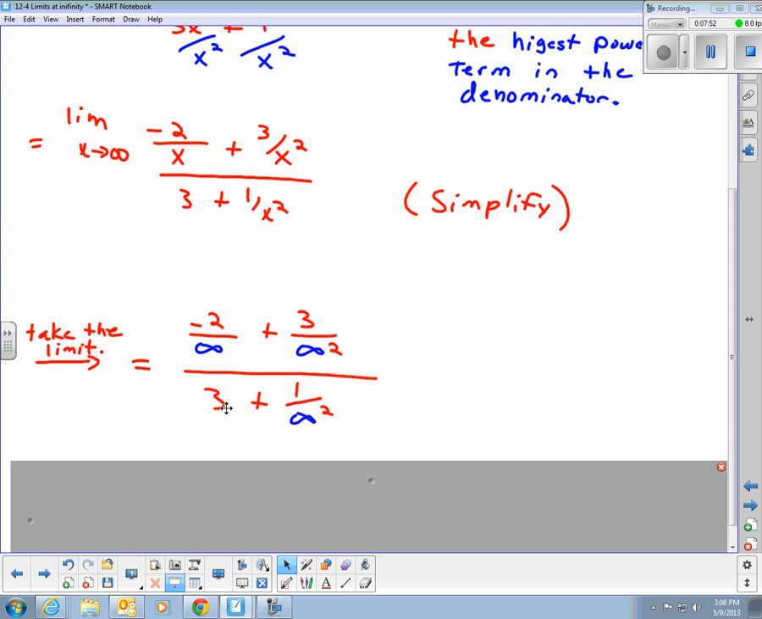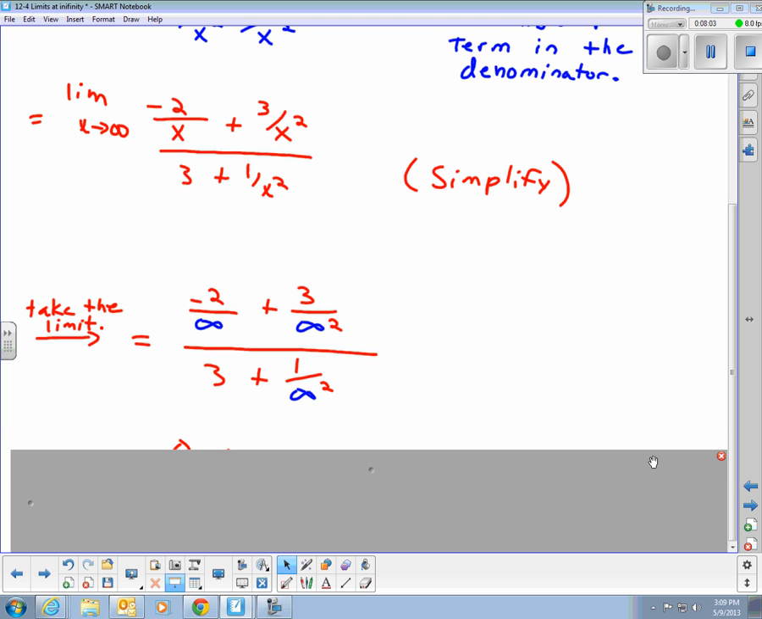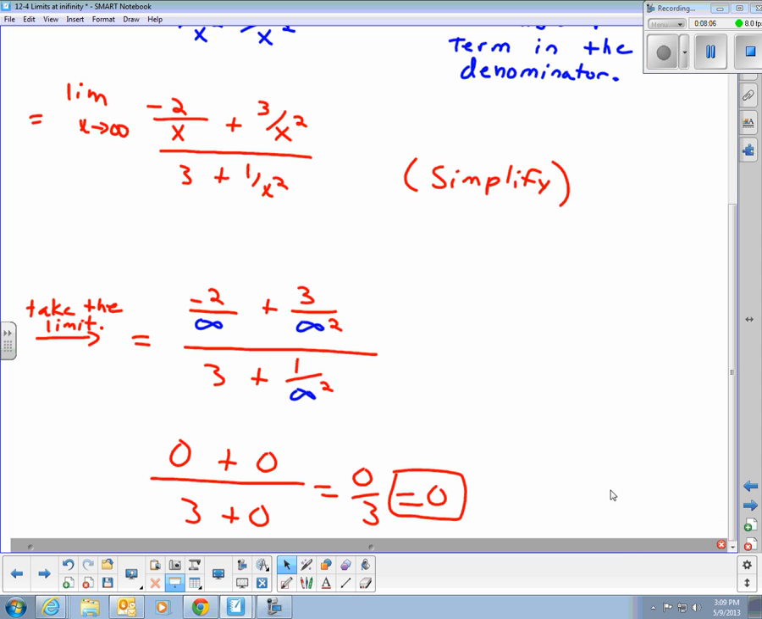The denominator, 3 is by itself, plus 1 over a really big number. Again, that goes to 0. So all three of these will go to 0 because they're fractions that are very tiny and approach 0. So as we take the limit, we have 0 plus 0 over 3 plus 0, which in turn equals 0. So the limit as x approaches infinity of this expression is simply 0. So take a few seconds to wrap your head around it and jot down any questions you have that you need answered tomorrow.